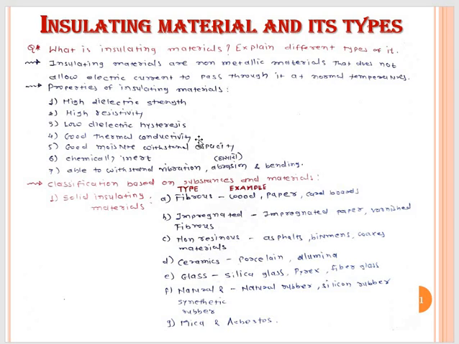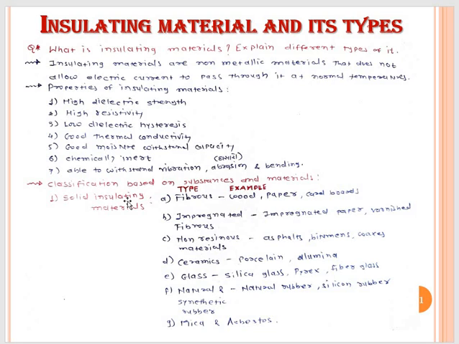Sixth, chemically inert. So there is no effect of chemicals on the insulating material. Seventh, able to withstand vibration, abrasion and bending. So these 7 properties must be present in any insulating material. Now, classification based on the substances and materials. The first one is solid insulating materials.